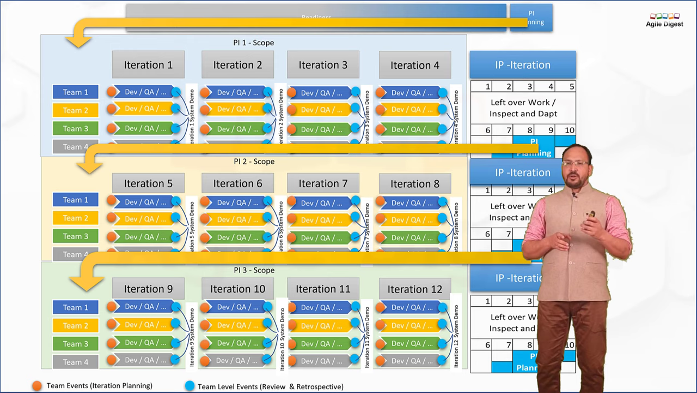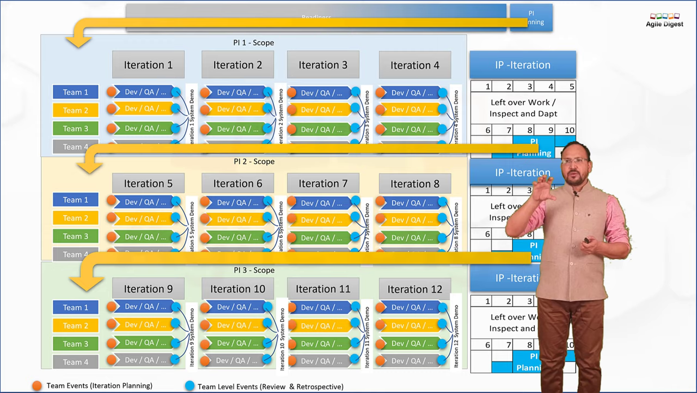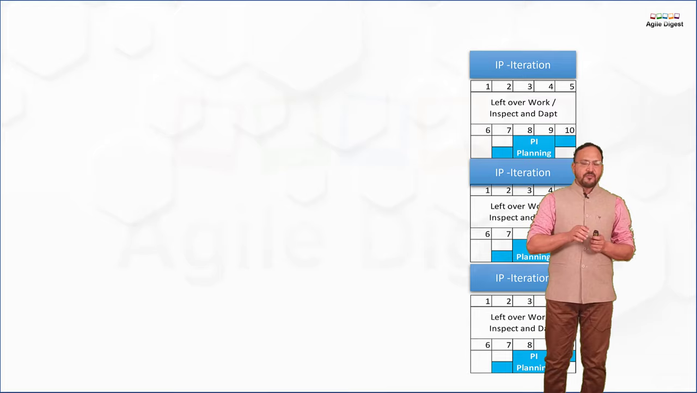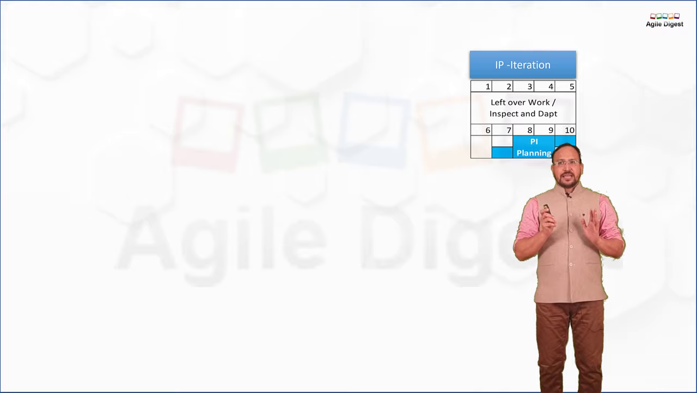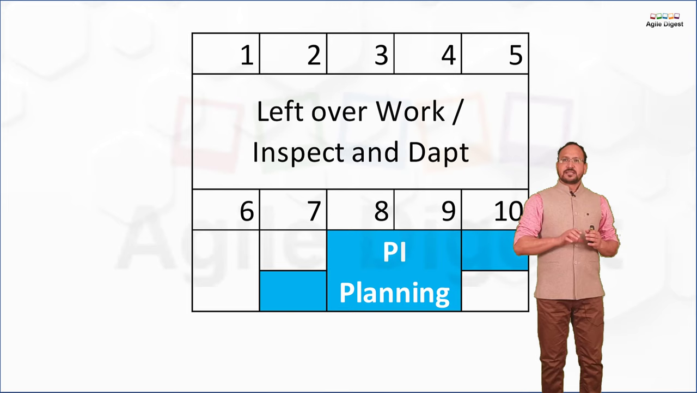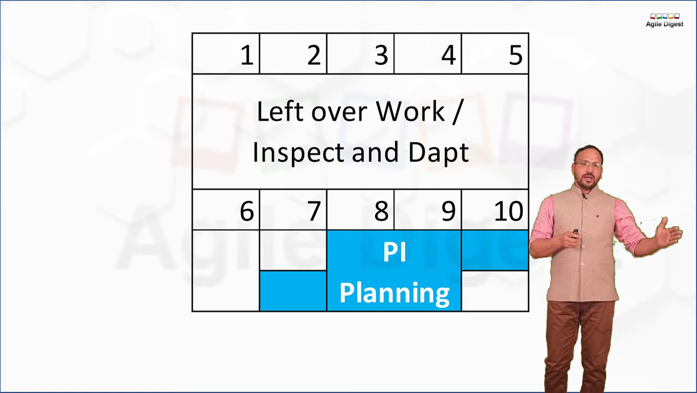Let's try to understand what exactly we are having under that IP iteration. We'll pick an example of one IP iteration and go into that. So from here, I can see we already talked about three IP iterations, but let's take any one IP iteration and see what exactly we have within that. So this is the schedule of my IP iteration where we are concluding one PI and about to plan for the next PI.